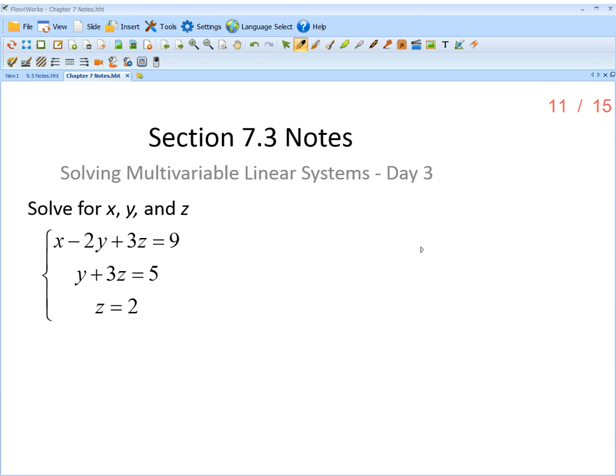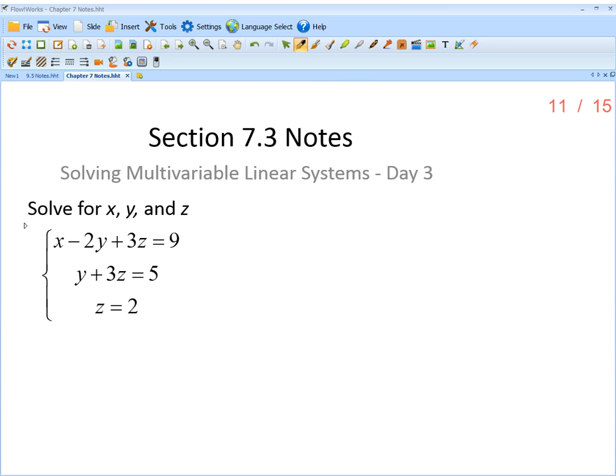Okay, section 7.3, called Solving Multivariable Linear Systems, is basically solving a system that has three equations and three variables in it. And it requires similar steps to 2 by 2s, except they are a little more involved, and they're going to require that you pay extra special attention to detail, because if you make one little computation mistake in one of these problems, it can end up costing you a lot of time and aggravation. So just be careful.